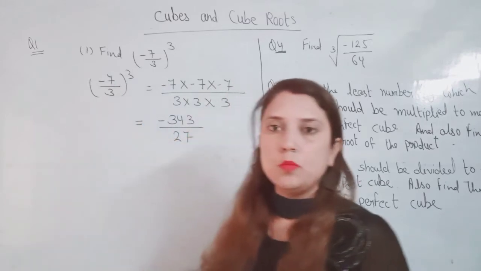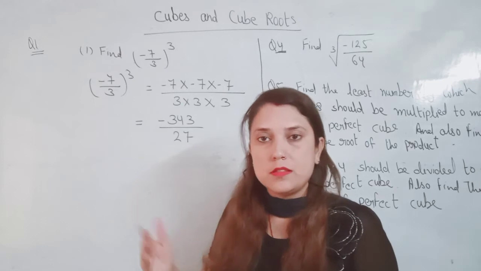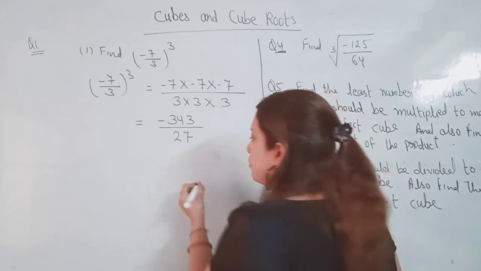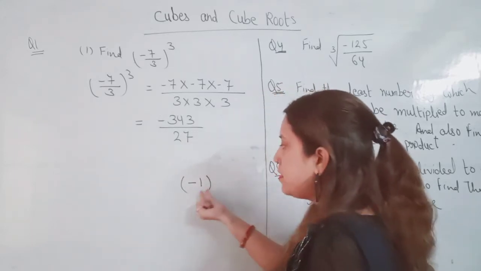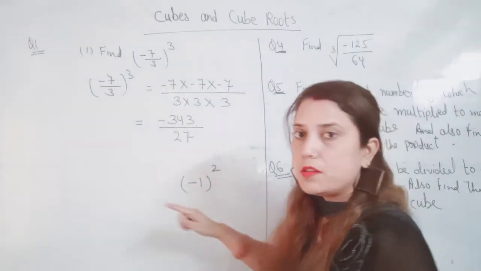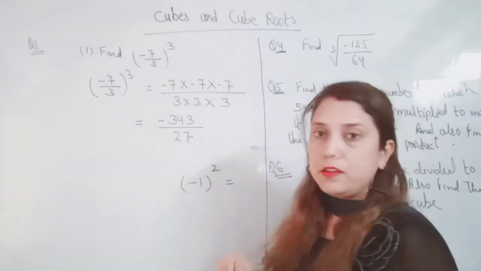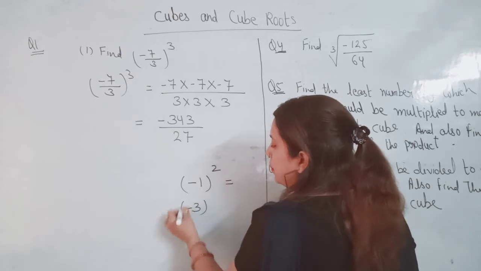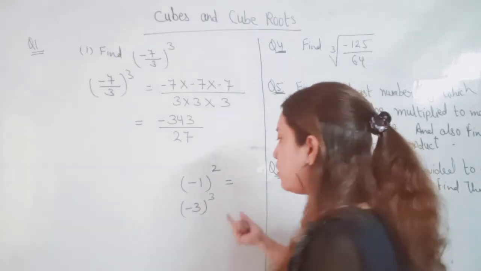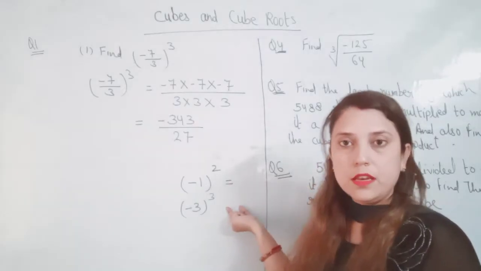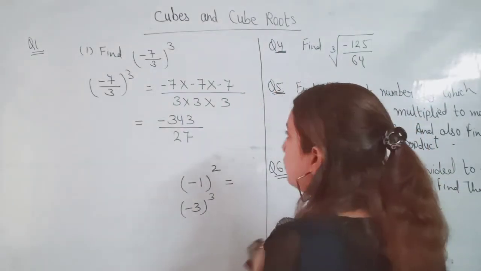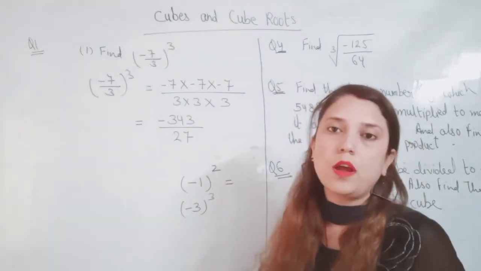When we find the cube of a negative number, the answer will be negative. If we find the square, it will be positive. If the power of a negative number is even, like 2, 4, 6, 8, the answer will always be positive. And if the power is odd, like 3, 5, 7, 9, the answer will always be negative. Let's move on. Question number 2 and 3 are very easy, you can try them yourself.